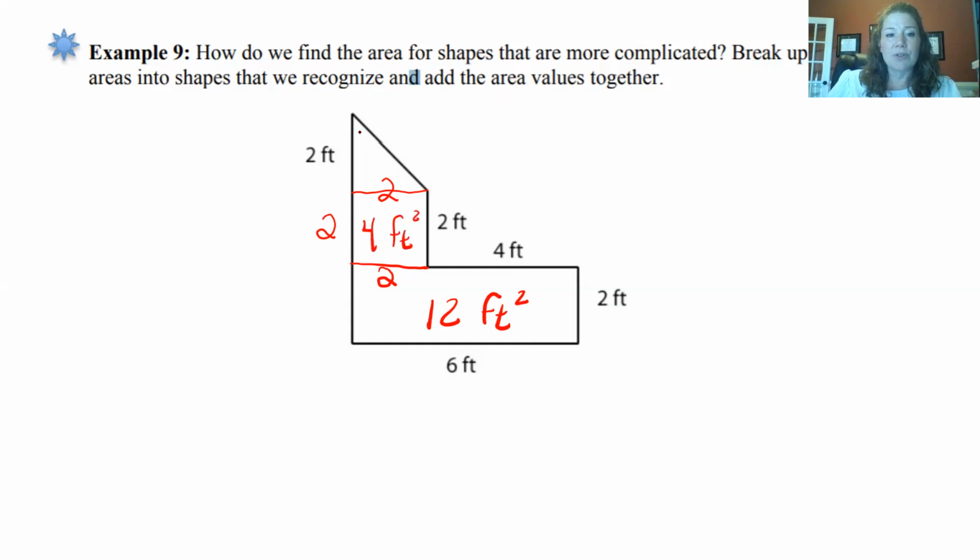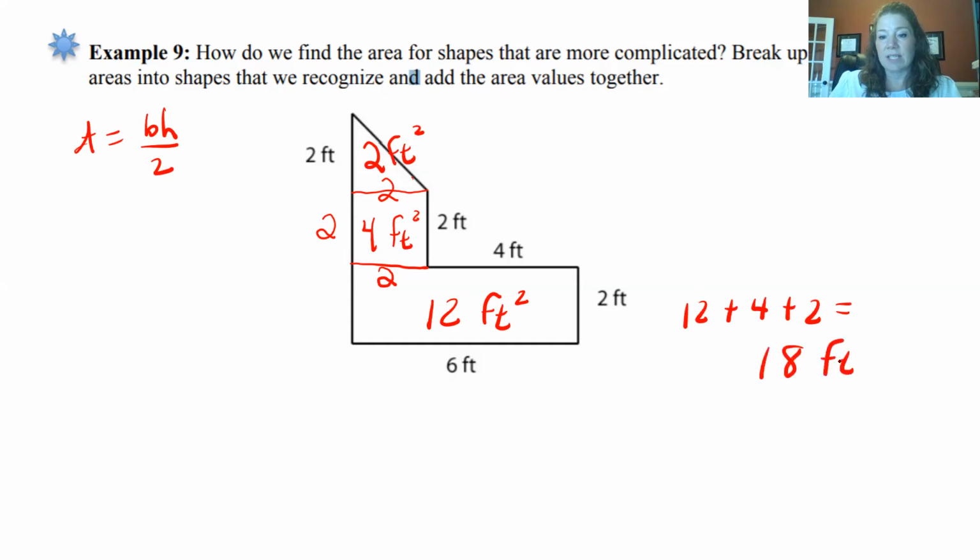And then our triangle also has a base of 2 and a height of 2. So remember, the area of a triangle is base times height divided by 2. So 2 times 2 is 4, and half of 4 is 2 feet squared. So our 3 areas that we're going to add together are 12 feet plus 4 feet plus 2 feet, and that's going to give us 18 feet squared.